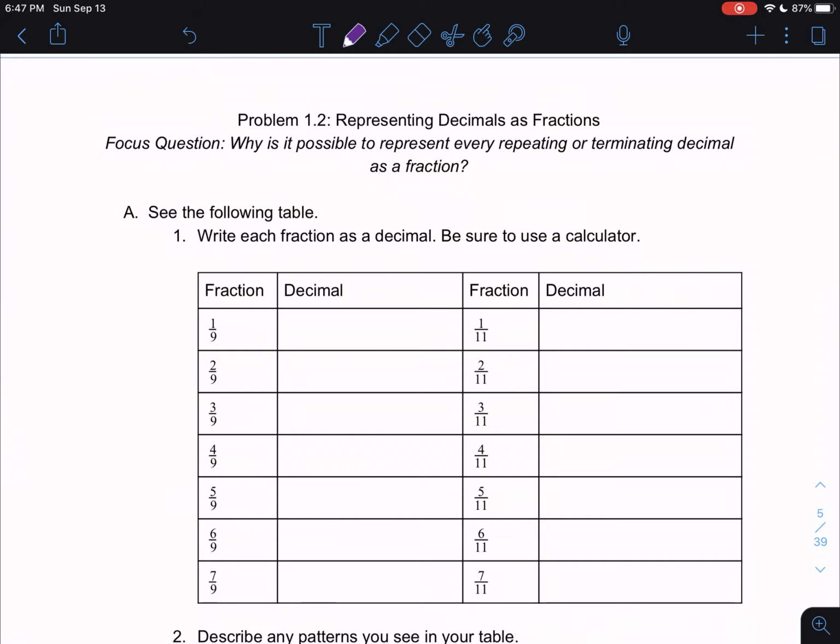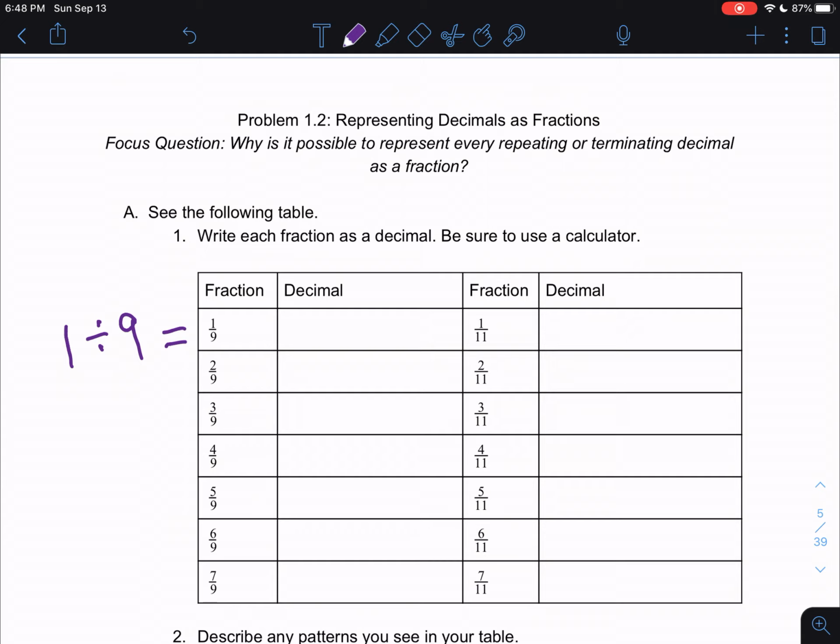Okay, so what we're going to do first is part A. You're going to see the following table, and you're going to write each fraction as a decimal and make sure that you use that calculator. Just as a reminder, when you type things into a calculator, using Desmos, it's very clear because you can just write the fraction like 1/9, and it's going to give you the decimal equivalents immediately. But also don't forget, if you use the divided by symbol on your calculator, click 1, click the divided by symbol, 9, you're going to get the decimal.